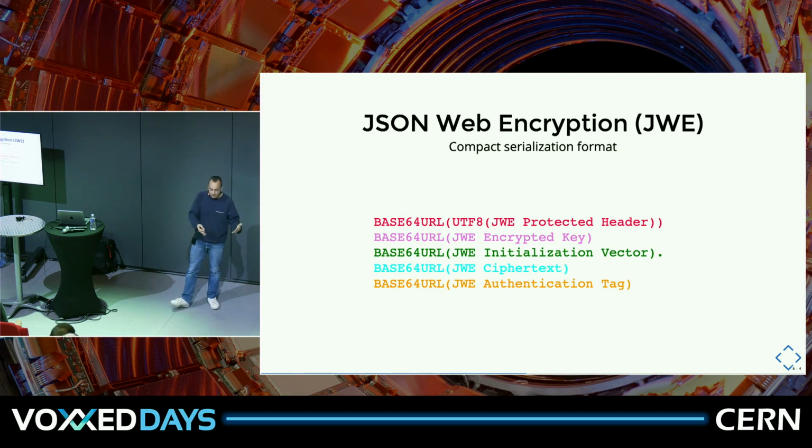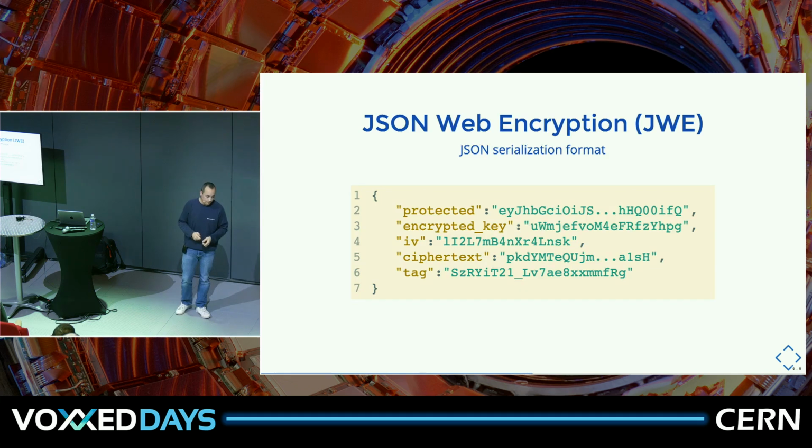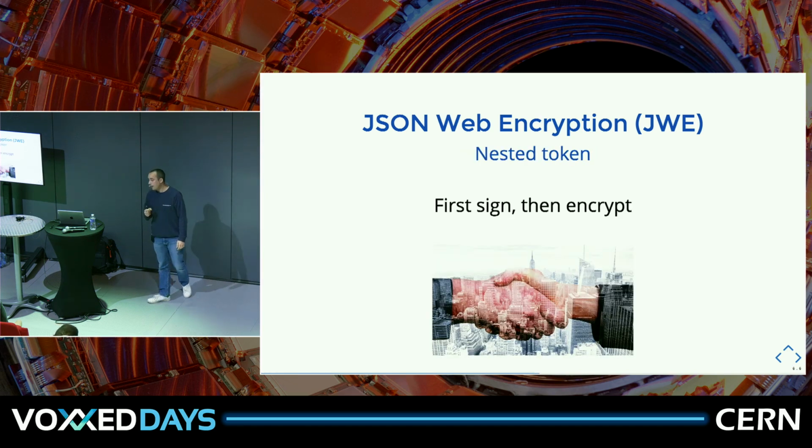It could be more complicated than that, and there are a lot of different algorithms you can use. But yeah, this is only an example. Also, like JWS, JWE has a JSON serialization format, and you can find your five parts. Again, it's an example. Also, something less known: you can use a nested token.